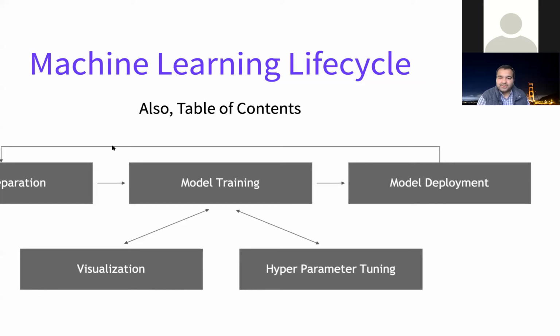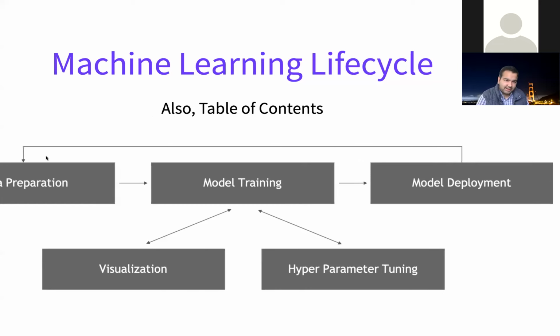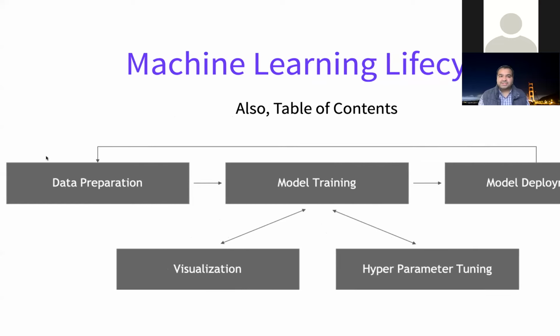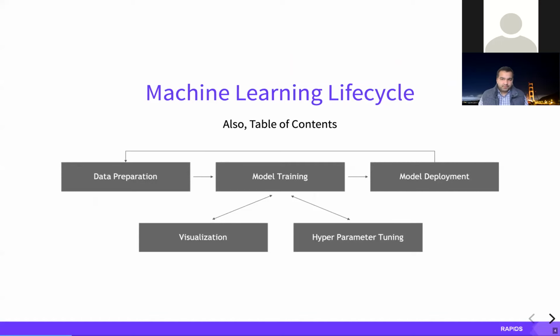And when you decide to do that, you go back to the data preparation stage, do the model training again, and then deploy it again. So this is the loop that Francois was talking about, and this is what we call a machine learning life cycle. This will be the overview of my talk today.